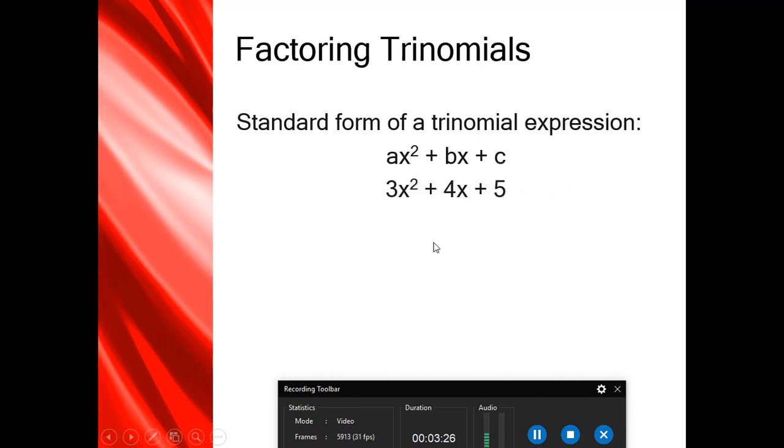So here's a trinomial where the coefficients are actually filled in. When we talk about A, the value is 3, B has a value of 4, and C has a value of 5. When you separate it like this, we do not include the x or the x squared. It's simply the coefficient.